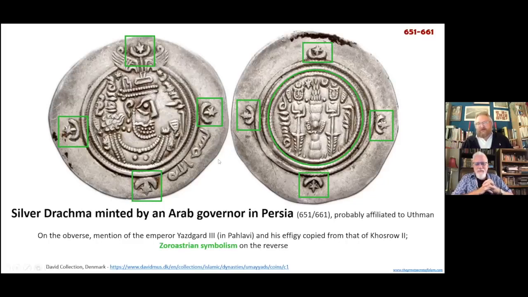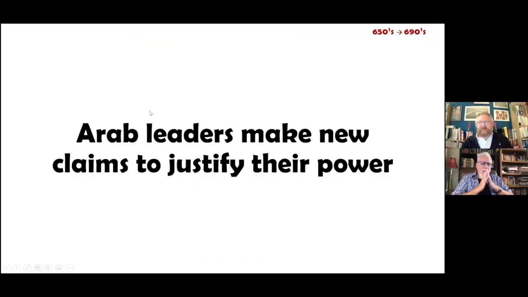What I just wanted to point out here is the Persian Empire pattern, the Persian Empire figure, and the Zoroastrian symbols. We will get to the Bismillah in a minute, because here I want to introduce that we find on the coins that the Arab rulers, the Arab leaders, make new claims to justify their power. We saw that they used in the Levant the very same coin, the copies of the coins of the Byzantine Empire.